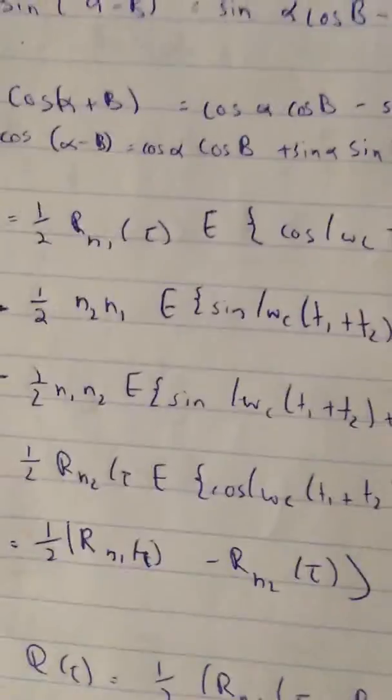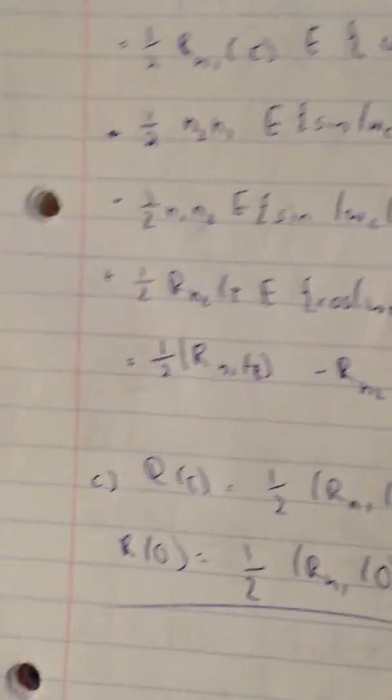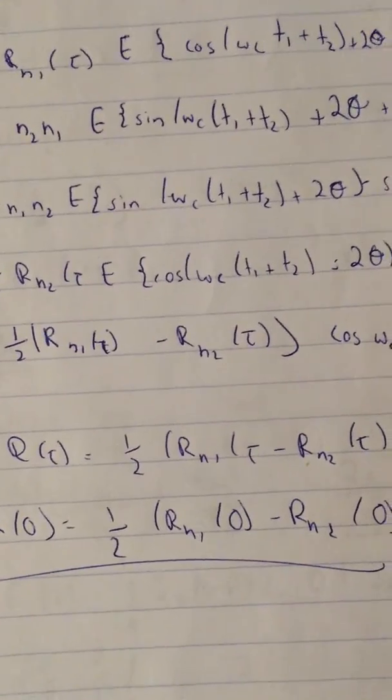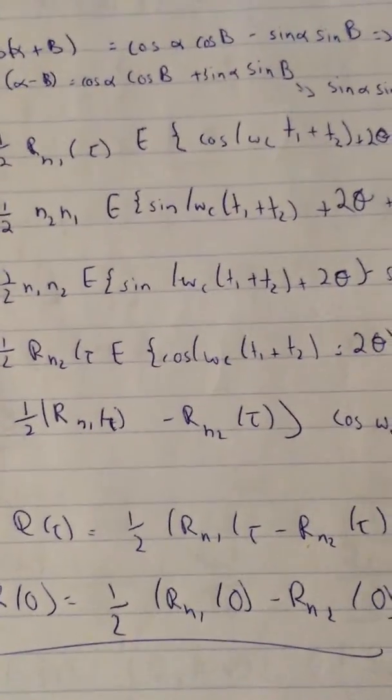So for part C, we're given find R_Z(0). So it's pretty simple. Wherever you see a tau, you just replace it by 0, so the answer will be R_Z(0) equals 1/2 times R_n1(0) minus R_n2(0). And this is question number 1, homework number 9.